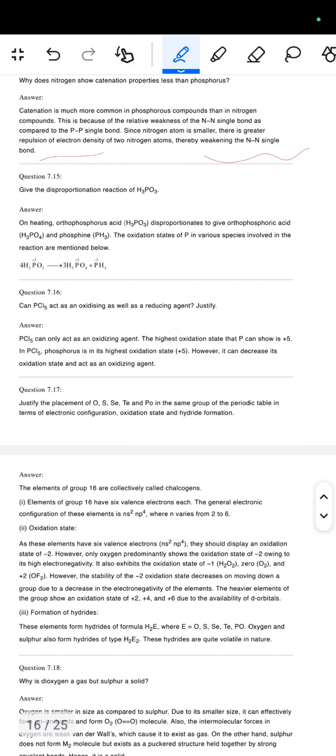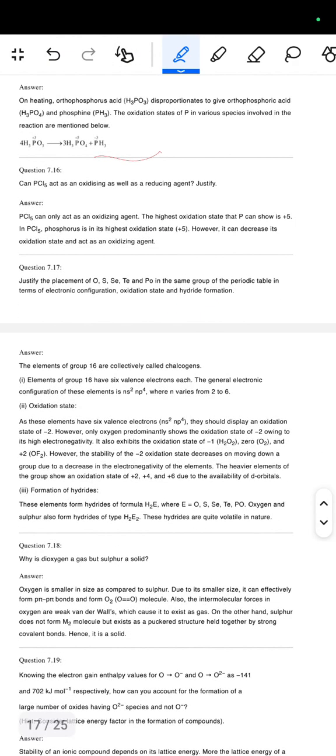फिर आता है कि give the disproportionation reaction of H3PO3 on heating. Orthophosphorous acid H3PO3 disproportionates to give orthophosphoric acid H3PO4 and phosphine PH3. The oxidation states of phosphorus in the various compounds involved in the reaction are mentioned below. H3PO3, H3PO4 और PH3 दिखाता है. ये इस प्रकार से आता है.